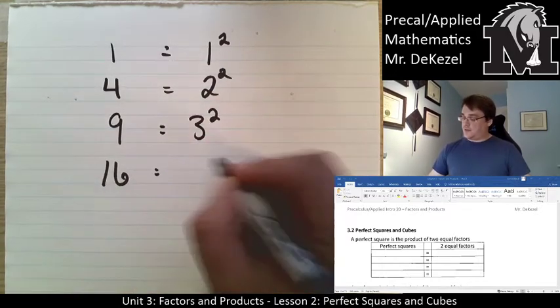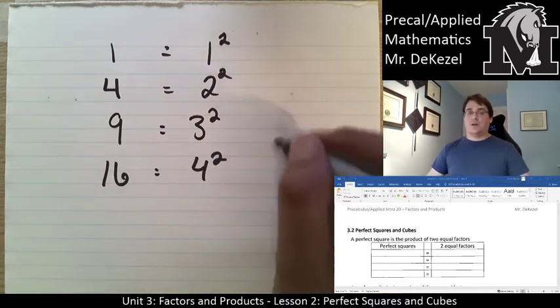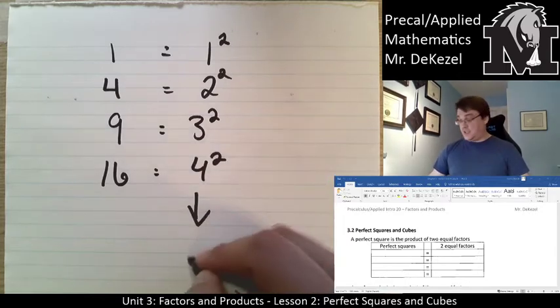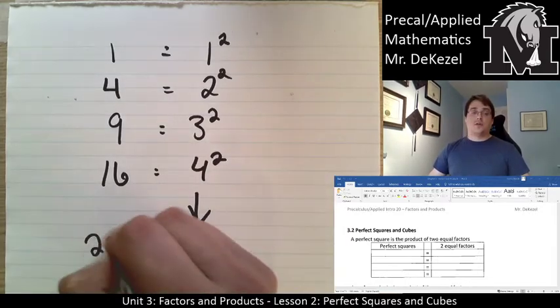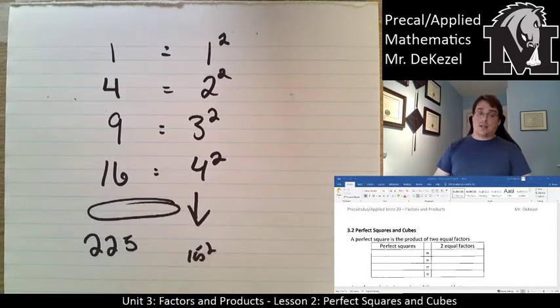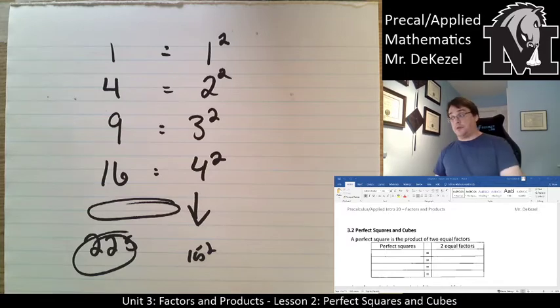16 is the next one. That is 4 squared. And I can go up to, in my head, as I said, about 15 squared. I know it's 225, but there's a whole bunch of numbers in between. When I start to get to numbers larger than 225, I start to have some trouble. This gets even quicker when I talk about perfect cubes.